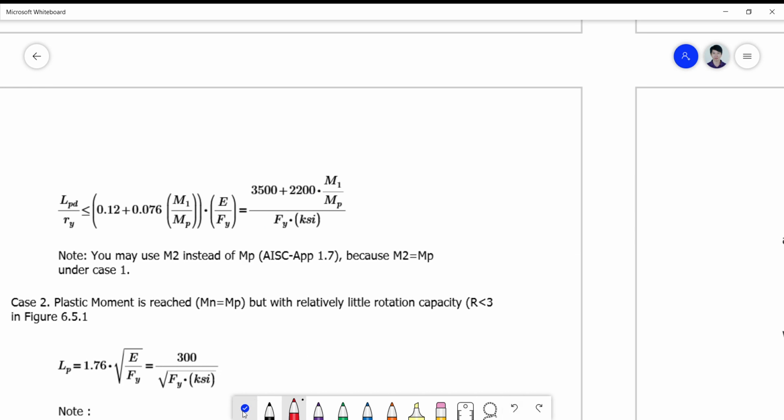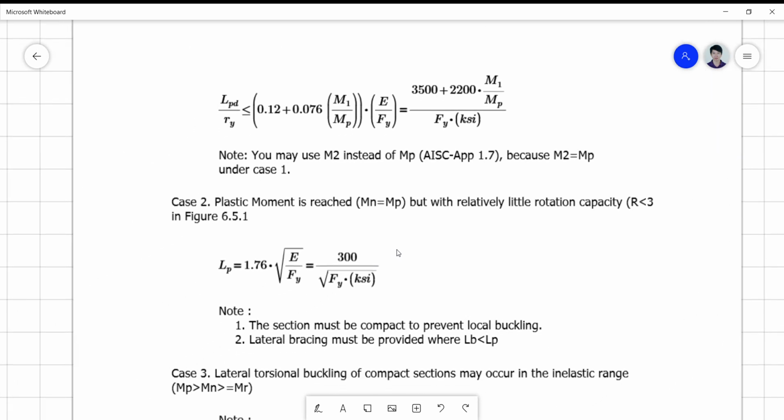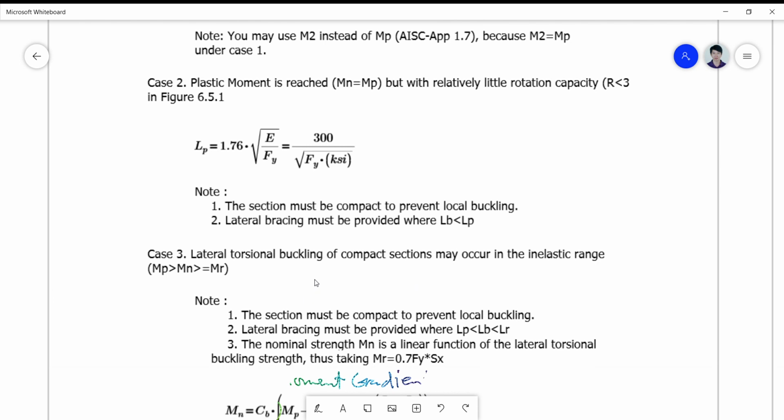So for the case 2 scenario, the plastic moment is reached but with relatively little rotation. And the plastic lateral brace length is given by a simpler formula, 300 over the square root of Fy. Note that the section must be compact to prevent local buckling, and the lateral bracing must be provided such that your brace length is less than your plastic brace limit Lp.